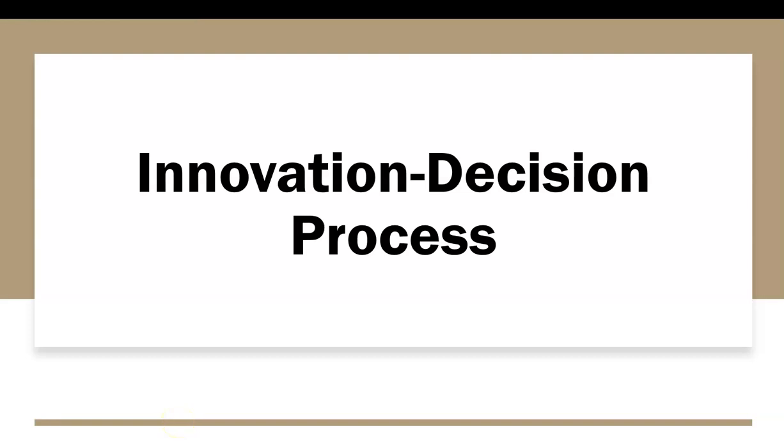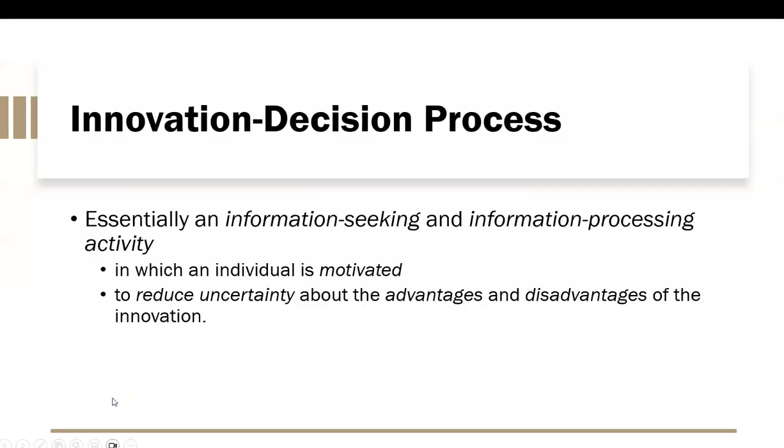Now that we've defined the elements of diffusion, let's talk about the actual process. So this is labeled the innovation decision process, and it has a number of steps. But this process is essentially an information seeking and information processing activity, meaning we are looking for information and considering that information. This assumes that the individual is motivated, that they have some sort of motivation to work through this process, and it's typically to reduce uncertainty about the advantages and disadvantages of an innovation.